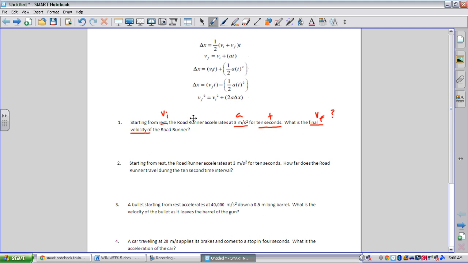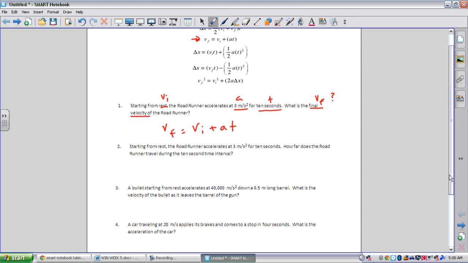In this case, though, if we look at the variables we have a vi, an a, and a t that they've given us. So if you look at the difference between these two, this one uses time, whereas this last one does not. The fact that we have time in our word problem is going to suggest that we should probably go with this equation right here. So we're going to go ahead and write that one. Vf equals vi plus a times t. So that would be the equation you're going to want to use for number 1.